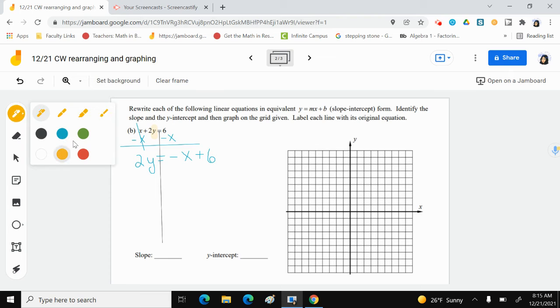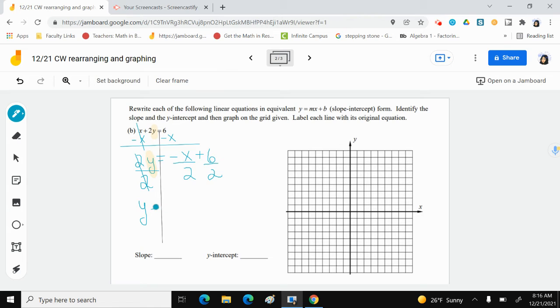Now I've got to figure out what I need to do next to get y alone. Again, attach by multiplication, undo multiplication by division. I'm going to divide everything on this side by 2. So these 2's will cancel.